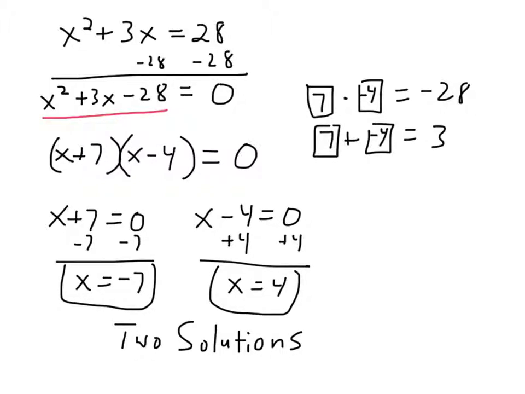If you check them, you'll see they both work, because when you put the negative 7 in for x, you get 49 minus 21 equals 28, which is true. And when you put the 4 in for x, you get 16 plus 12 equals 28, which is also true. So both of them are valid solutions.